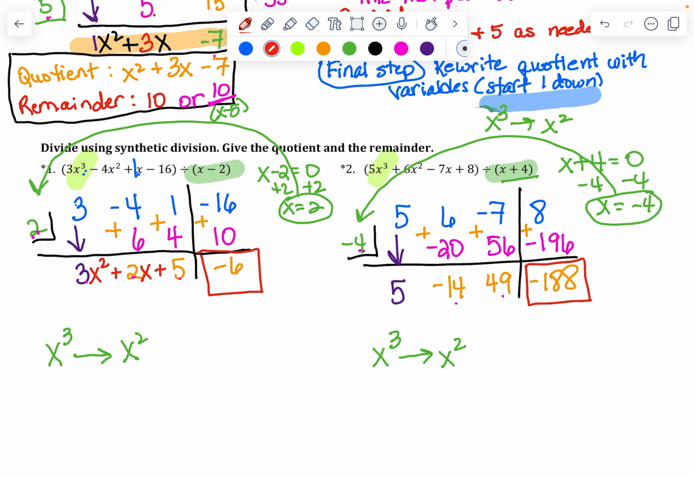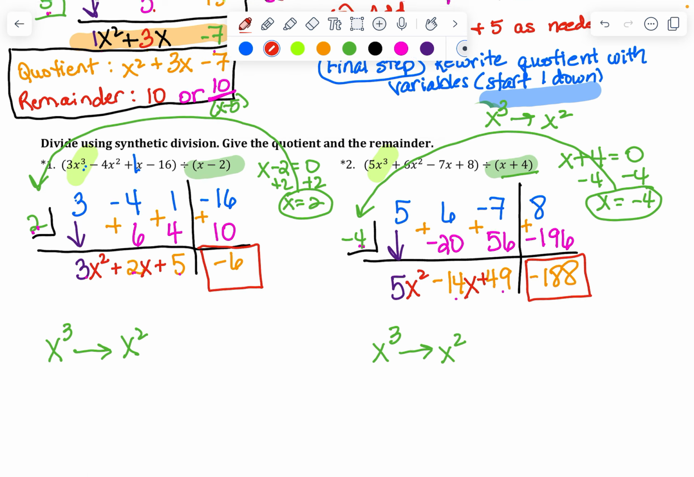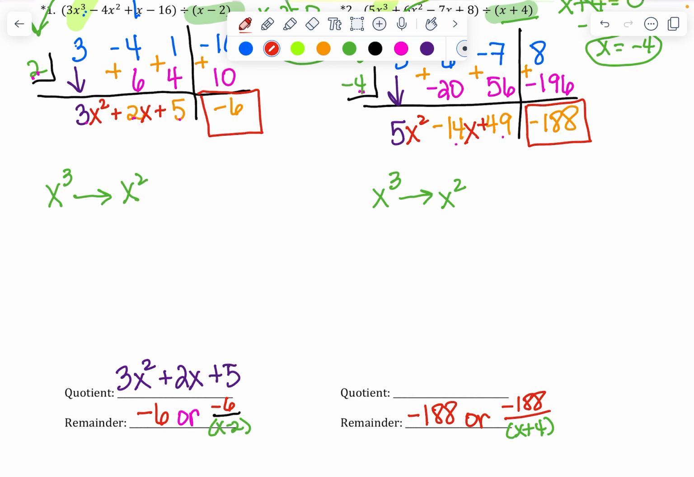So here I go. I'm going to put the x squared here. I'm going to put the x here, and that's the regular number. Make sure you have signs in between them. This one already had a sign. This one doesn't, so put a plus. So my quotient of this problem is 5x squared minus 14x plus 49.